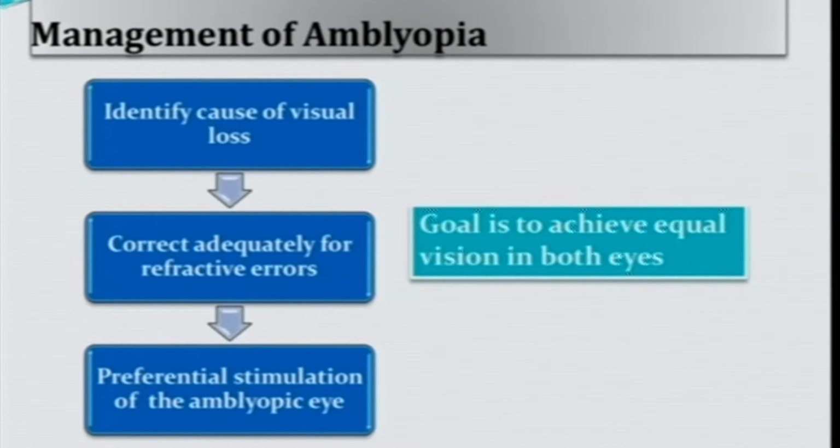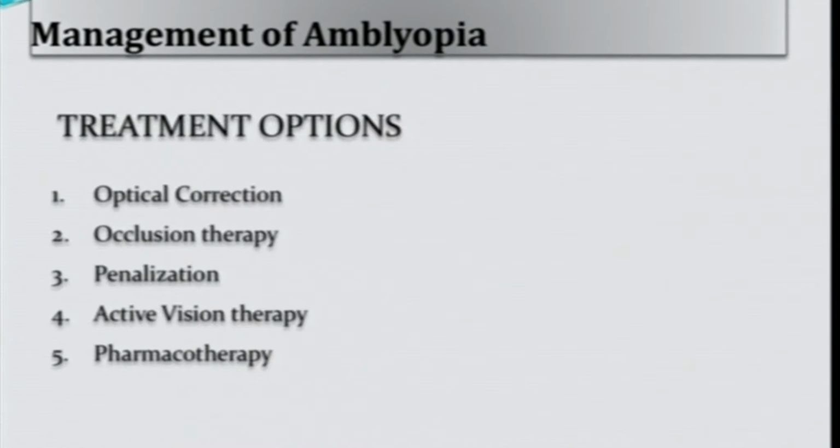So as I said, the main goal is to achieve equal vision in both eyes by identifying the cause of visual loss, by correcting the refractive errors adequately, and by stimulating the amblyopic eye preferentially over the dominant eye. How do we do that? There are various treatment options: optical correction, occlusion therapy, penalization, active vision therapy, and pharmacotherapy have been well documented.